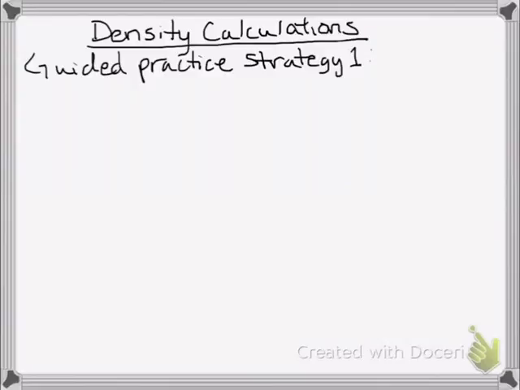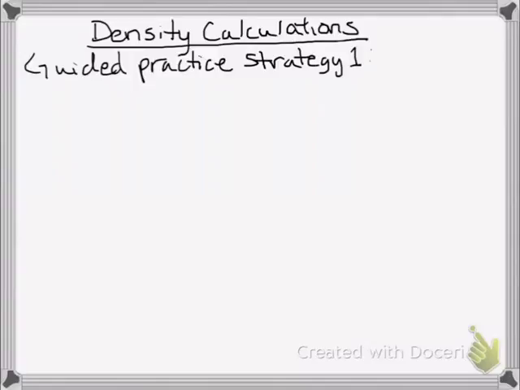Okay, so for some density help, I'm going to go ahead and go through a couple of your guided practice with you. So if we read guided practice strategy number 1, if an unknown solid has a mass of 84 grams and occupies 27.9 milliliters of space, what is its density?